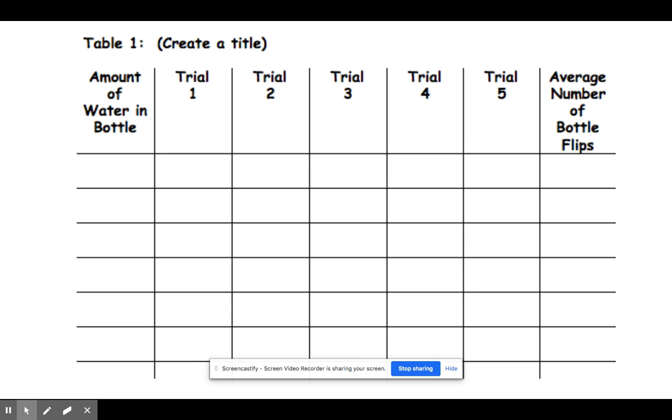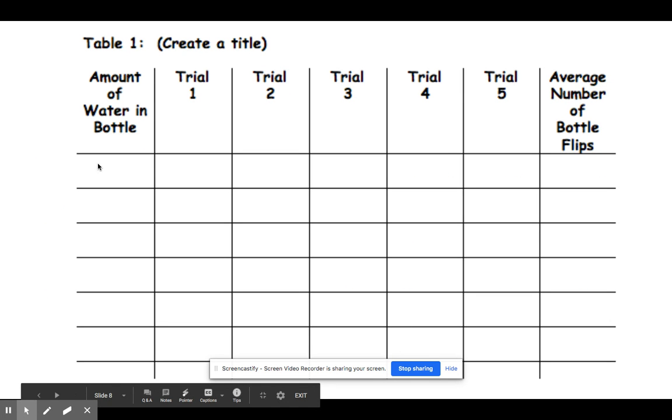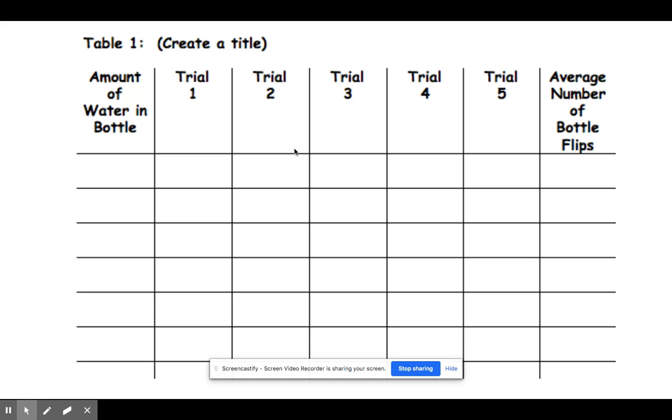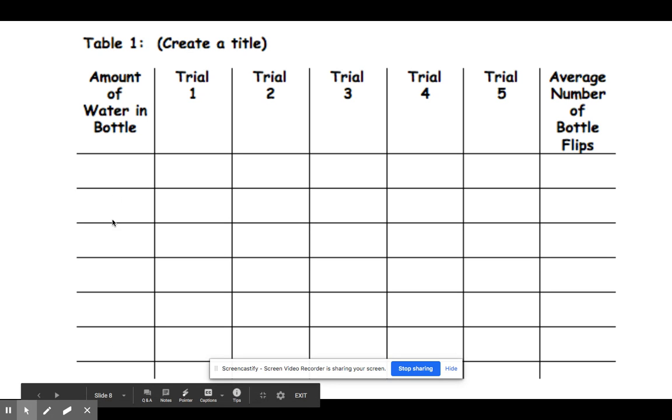This is what table 1 looks like. Your goal later on, when we write our lab report, is going to be to create a title for this table. And then you list the amount of water in the bottle. Like for the first one right here, it would be control, 500 milliliters. Tell me how many times in trial 1 you flipped it, in trial 2, in trial 3, in trial 4, trial 5, and calculate the average. And then we're going to have all of our other groups here. Say I did 0 milliliters, and I'll write down mine, and then we'll share our data with our classmates so we all have a filled-in table.